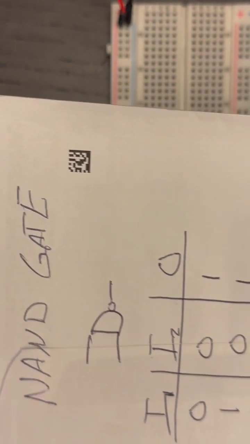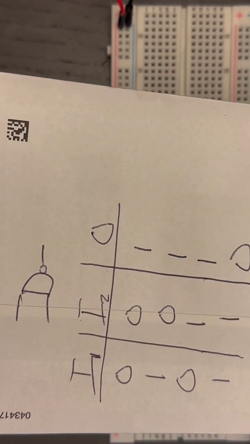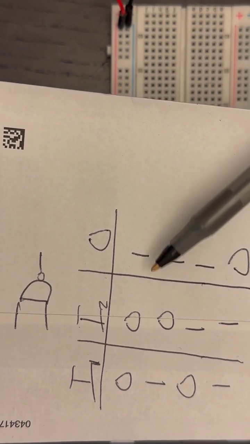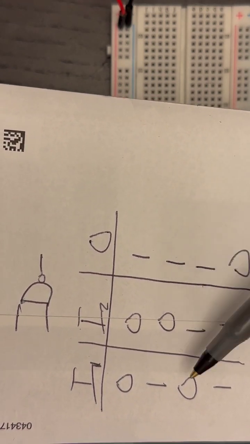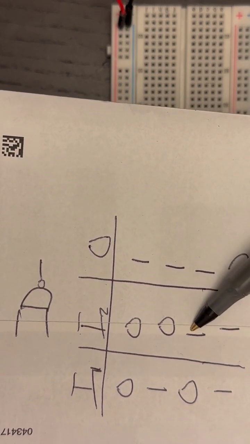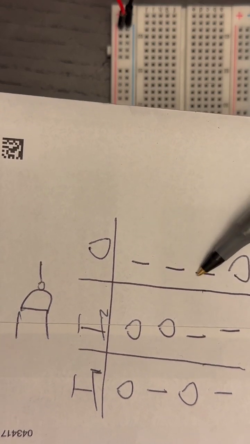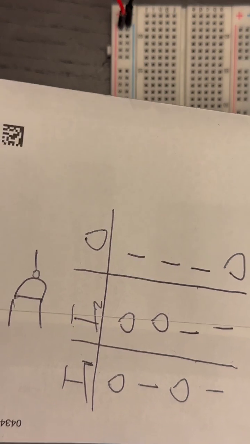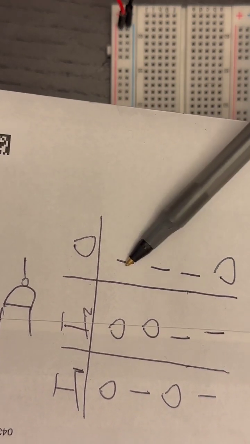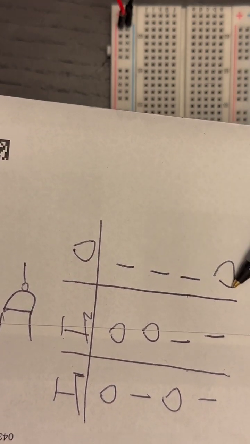So let's look at the entire truth table. We can see that in the NAND gate, if both inputs are off, then the output is on. If one or the other input is on, individually, then the output is on. And if both inputs are on, then the output is off. So this column is completely inverted from what we would see with an AND gate.